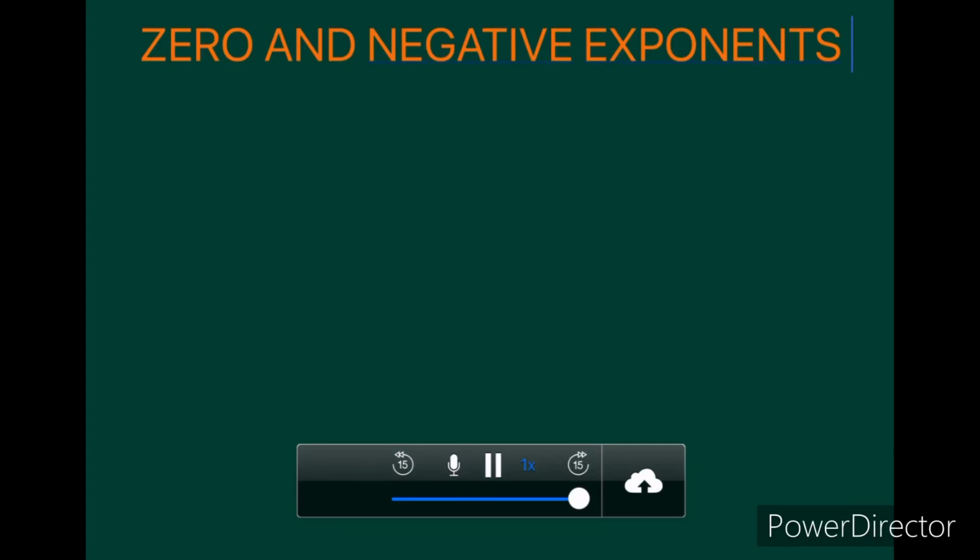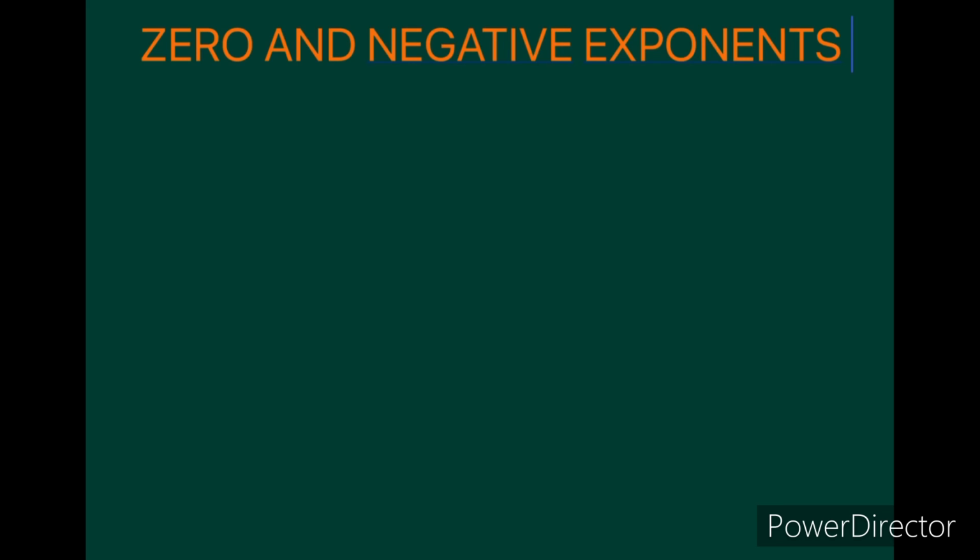So in this video, we're gonna talk about zero and negative exponents. So what is a zero exponent? Let's talk about zero exponent first. In zero exponent, if a is a non-zero real number, then a raised to 0 is equal to 1.